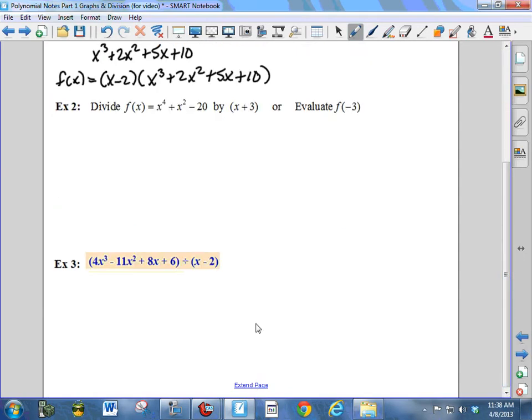Okay, let's see what happens with something that isn't a factor. You can see in your example that you don't turn out with a remainder of 0 here. Here we have x plus 3, or evaluate f of negative 3. So basically I'm putting negative 3 in here. And this is 1, 0, 1, 0, negative 20 again. I'm going to go through the process a little more quickly. Bring down the 1, multiply by negative 3, add. Negative 3 times negative 3, positive 9, add. Negative 3 times 10, negative 30, add. Negative 3 times negative 30 is positive 90, add, and I get 70. I'm going to make sure that I didn't do anything wrong here. That's what I'm supposed to get. Good. Okay, that's the remainder.